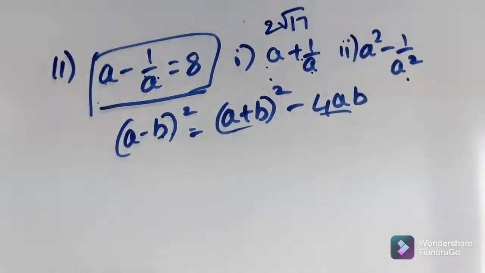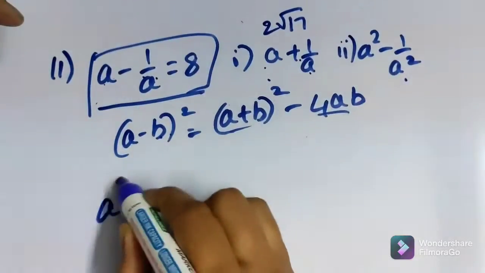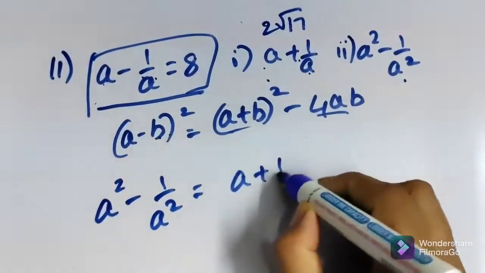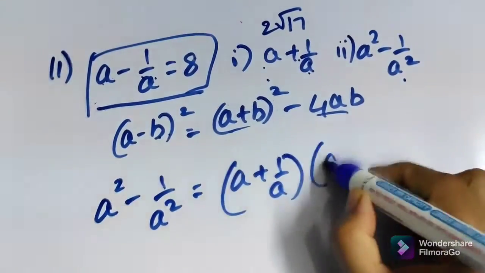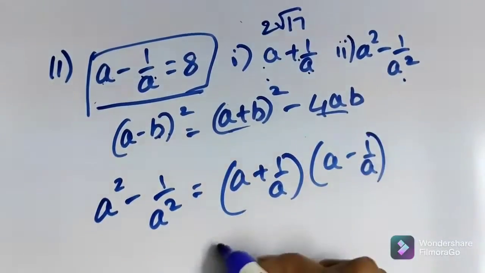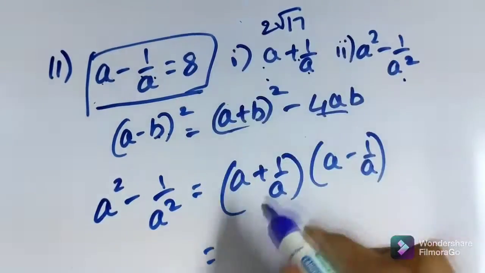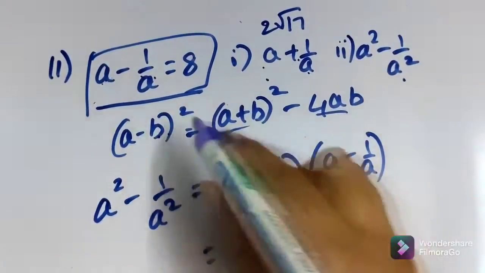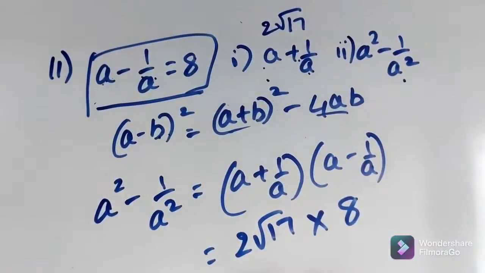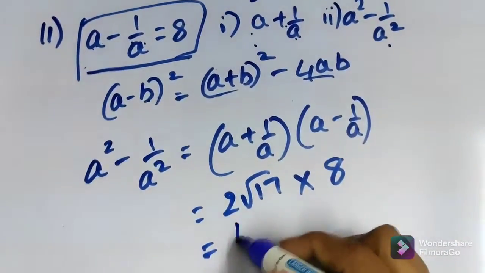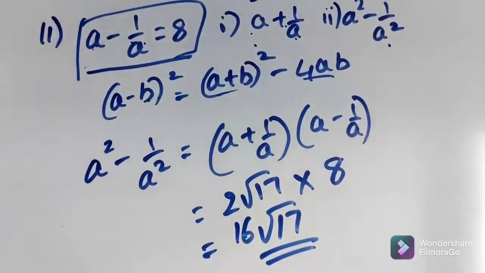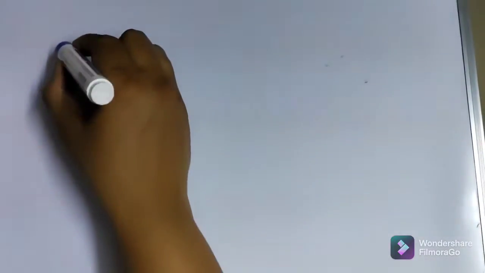For the second part, a square minus 1 by a square, we have the formula a plus 1 by a into a minus 1 by a. A plus 1 by a we have found previously, that is 2 root 17, and a minus 1 by a is 8. The answer is 8 2s are 16 root 17. It's the answer. Let's do the 12th main now.